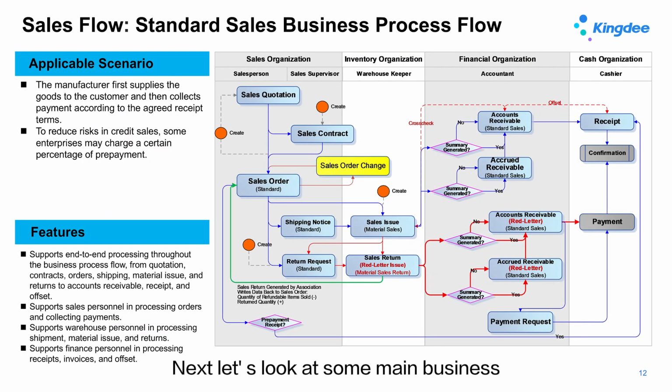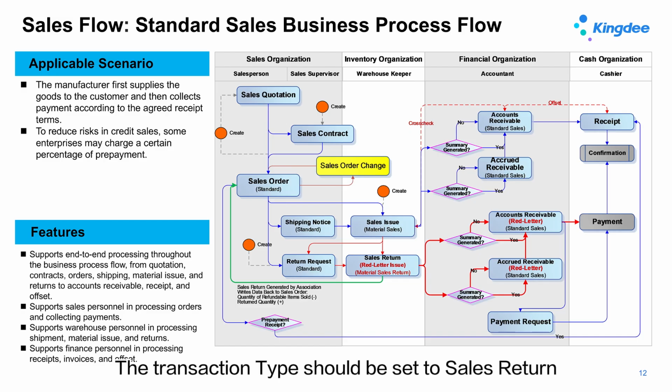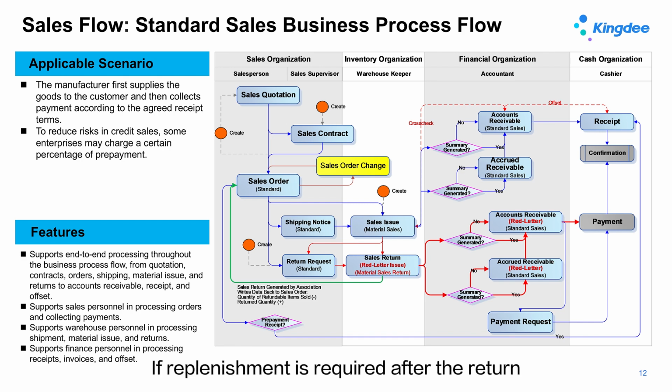Next, let's look at some main business process flows in sales management. In the standard sales business process flow, it starts from sales quotation, sales contract, and sales order, then continues to shipping notice, sales issue, and accounts receivable and receipts. If a sales return occurs during the process, a return request can be generated from the sales order through conversion. The transaction type should be set to sales return. If replenishment is required after the return, simply select Return Replenishment as the return type on the sales return.